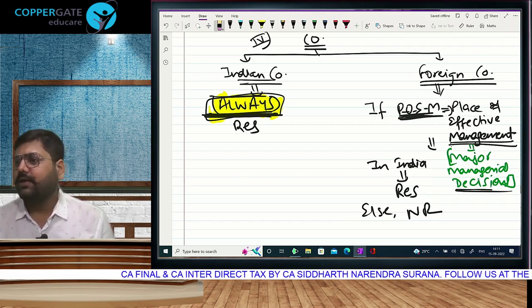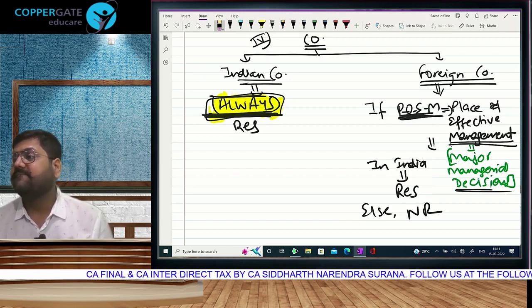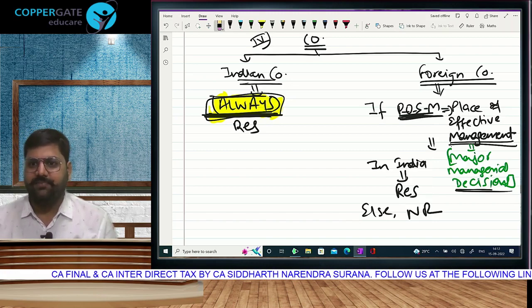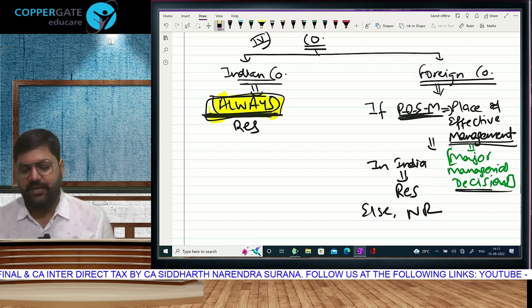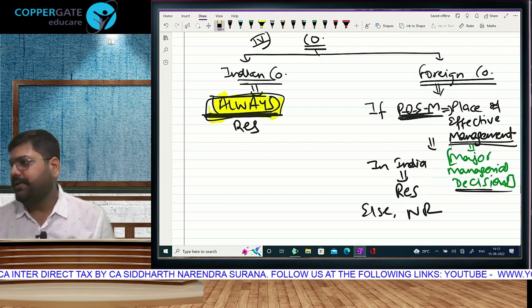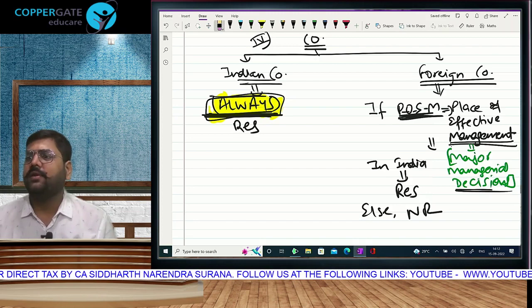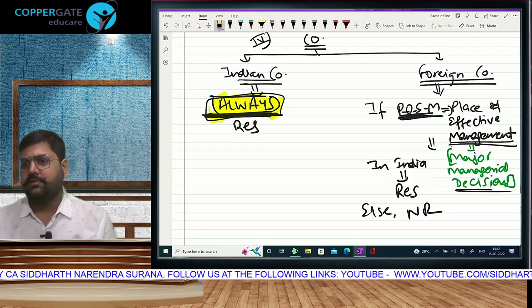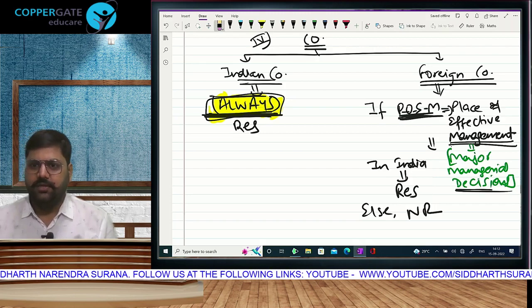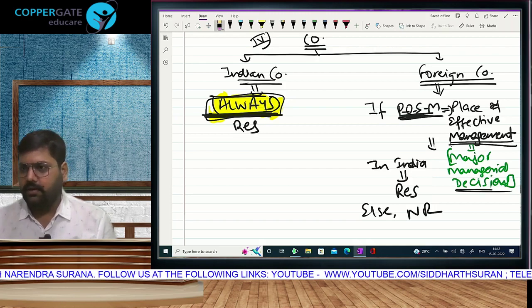So, an Indian company will be resident when? Always. A foreign company will be resident when? Only if the place of effective management is in India. Ladies and gentlemen, congratulations, Abhinandanam. You know why? The first part of the chapter, that is residential status, hereby comes to an end.